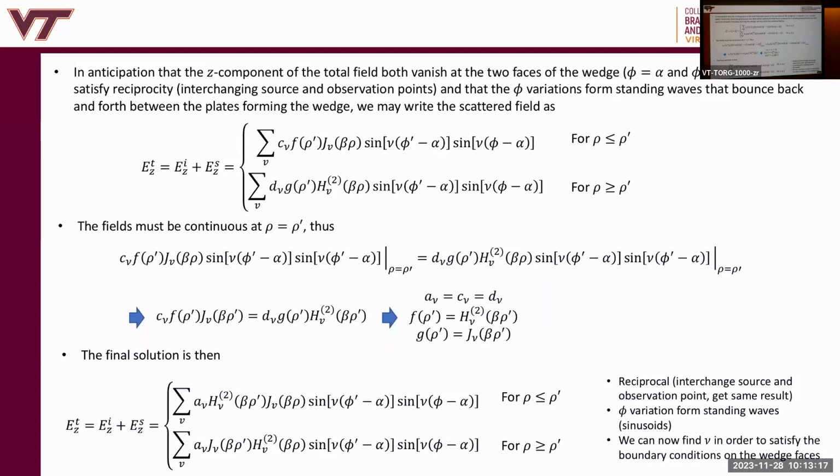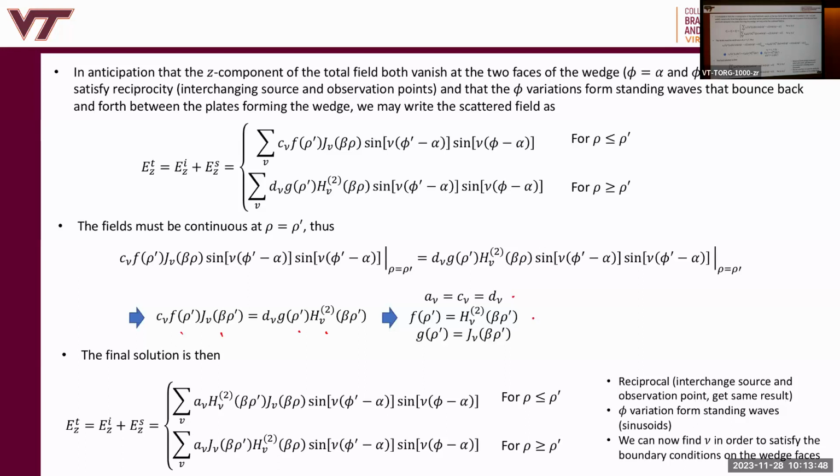The sinusoids cancel out, and we have f of rho prime j nu of beta rho prime equal to d nu g rho prime h nu 2 beta rho prime. In order for these two expansions to be equal, a nu has to equal c nu. We can call it d nu, or we can call it a nu. F of rho prime has to equal h nu 2, and g of rho prime has to equal j nu beta rho prime.